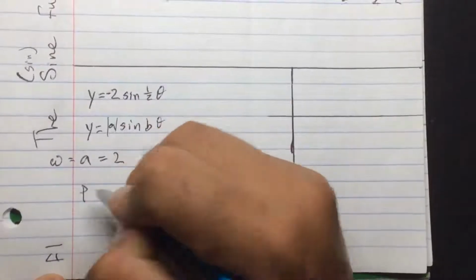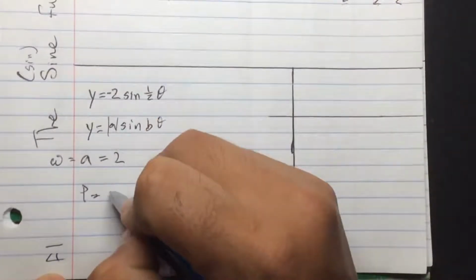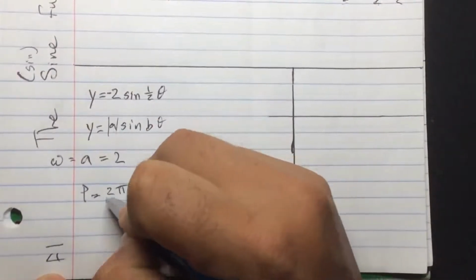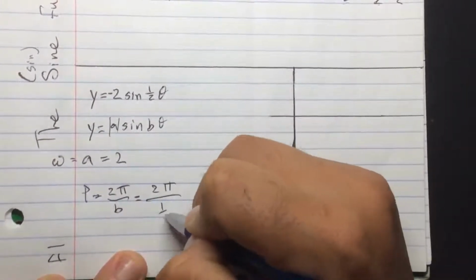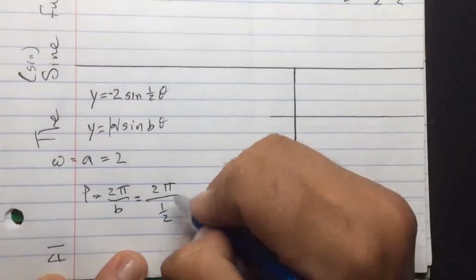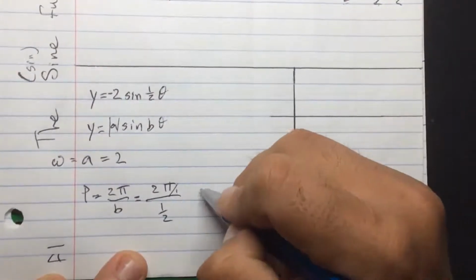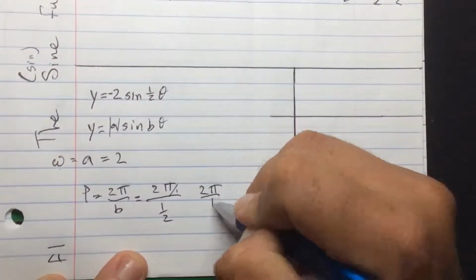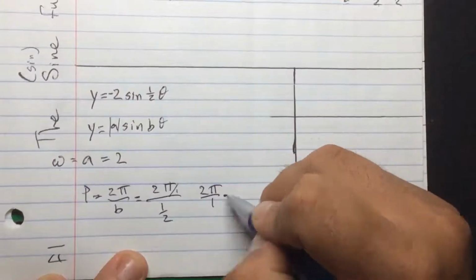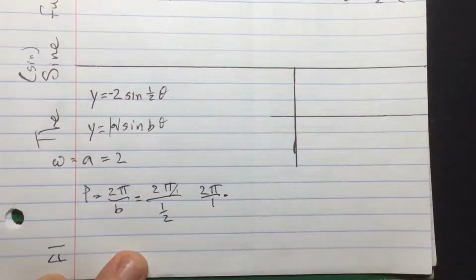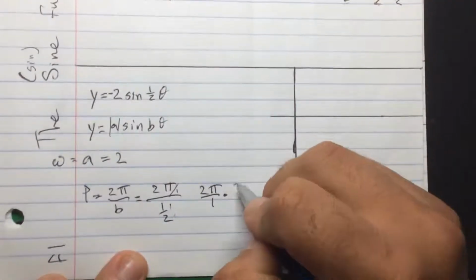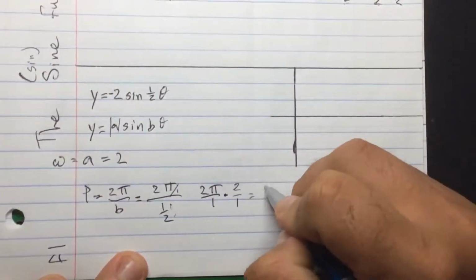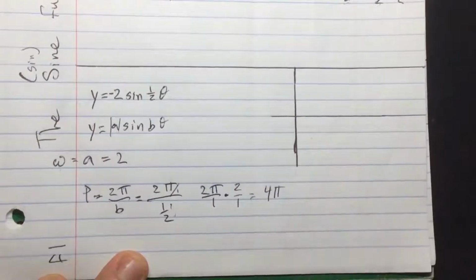And then we're going to go ahead and find our period. This is going to be equal to 2 pi over B. In this case, our B is 1/2. So in order to do this, we're going to put this over 1, so it's going to be 2 pi over 1. Then we multiply by the reciprocal. Anytime you divide by a fraction, you can just multiply by the reciprocal. The reciprocal of 1/2 is 2 over 1, and this is going to give us a period of 4 pi.